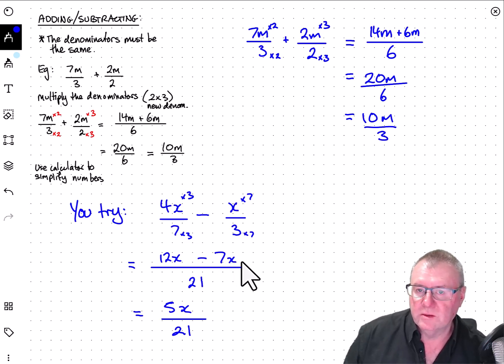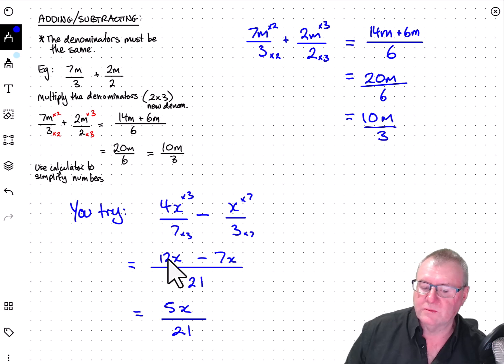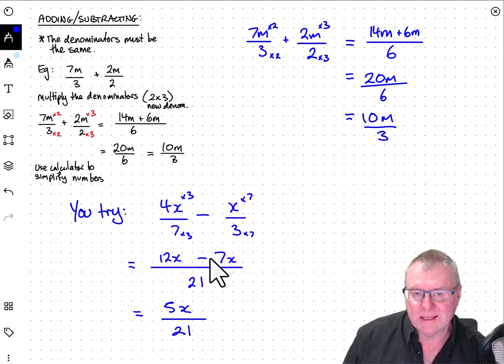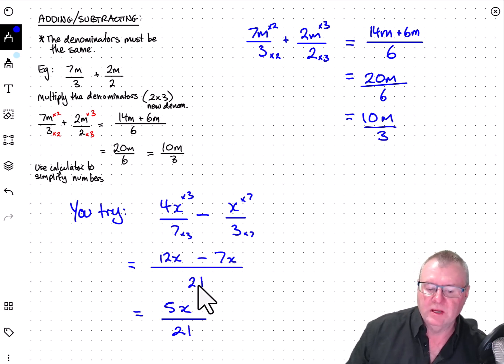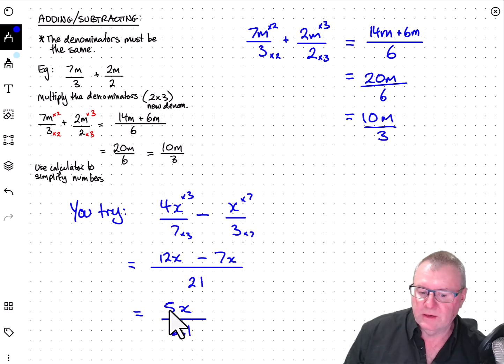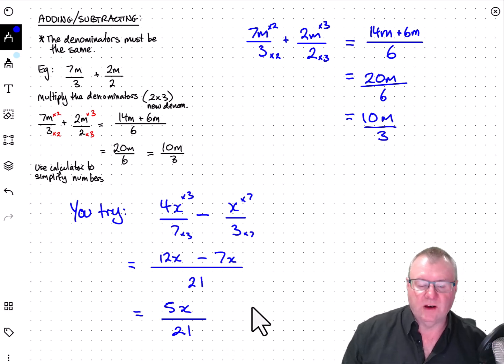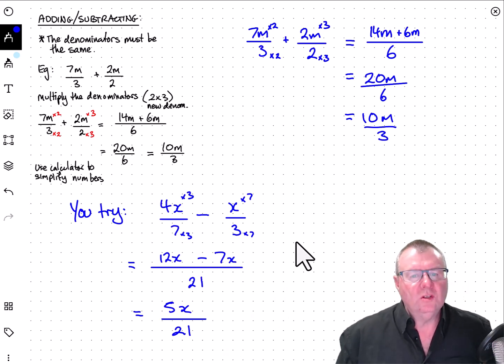I've got like terms on the top, so I can do that subtraction. 12x minus 7x gives me 5x on the top, 21 on the bottom. Even if I tried to put that in my calculator to simplify, it won't simplify. 5 into 21 just stays as 5x over 21. Good job. Well done.